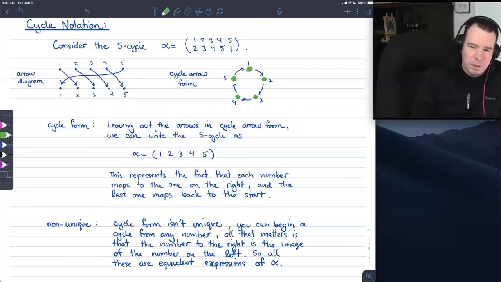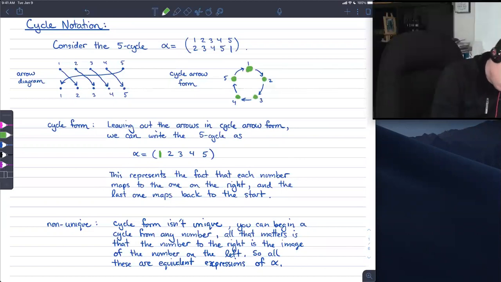I can do much like I did with the array form and write down just the numbers. But here, I will write down the numbers without the arrows between them. So I will start at the number 1 and I'll write it down. And then I just continue writing the numbers to the right of it, following the arrows. So 1 goes to 2. And then alpha takes 2 to 3, so I'll write 3 to the right of 2. And then 3 goes to 4, so I'll write 4 to the right of 3. 4 goes to 5, so I'll write 5 to the right of 4.